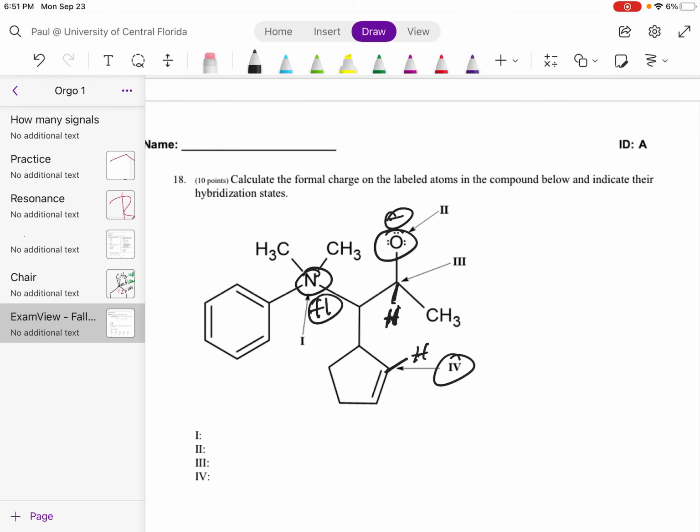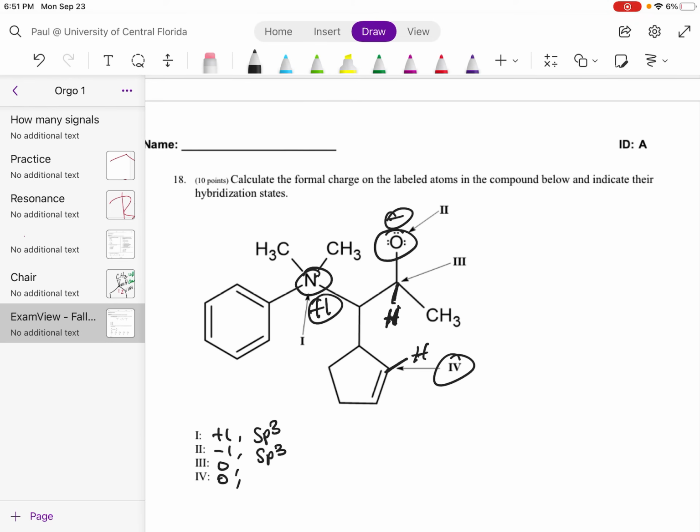So molecule 1 is a +1. Number 2, -1. 3 is 0. And 4 is 0. Okay. And then it says indicate their hybridization state. sp3 for the nitrogen. Oxygen right there, for number 2, that is sp3 as well.